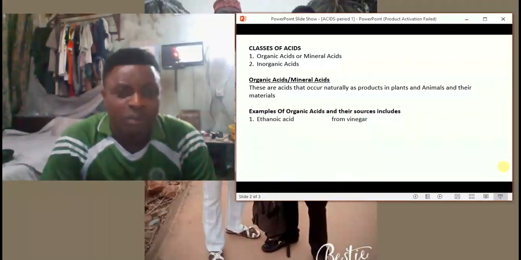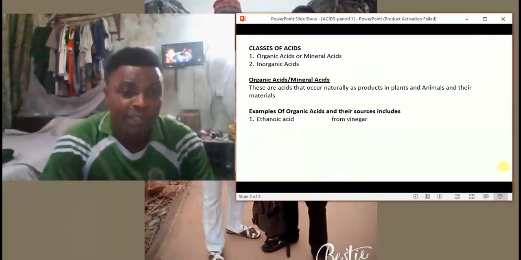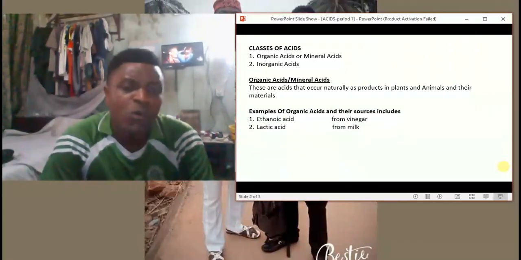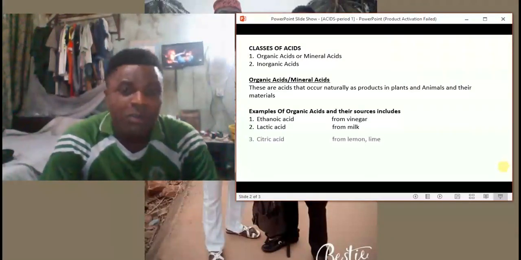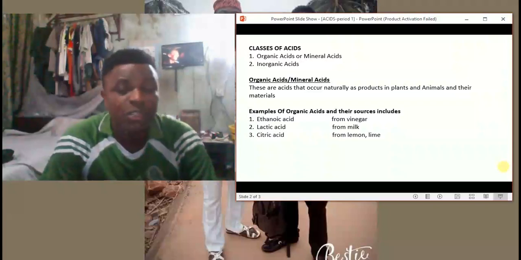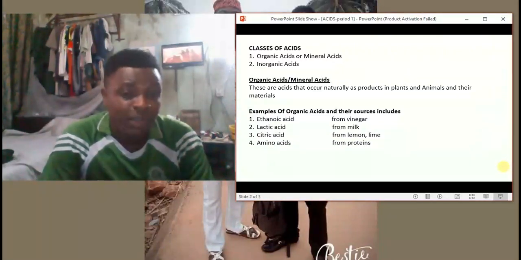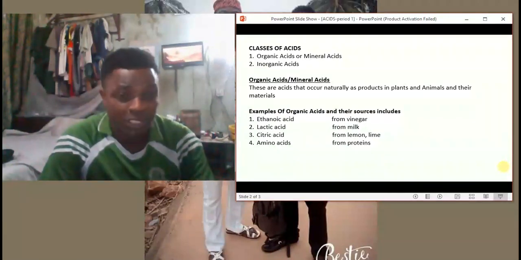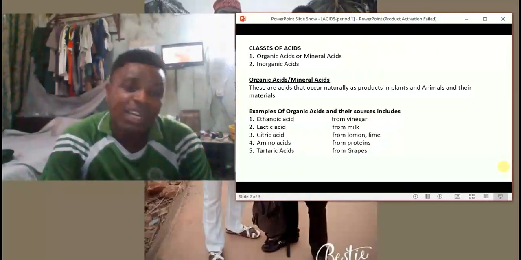Number 1, ethanoic acid, which is gotten from vinegar. Number 2, we have lactic acid, which we normally get from milk. Number 3, we have citric acid, which you normally get from lemon or lime. The 4th one is amino acids, and we get them from proteins. The 5th one is tartaric acid, and we normally get it from grapes.